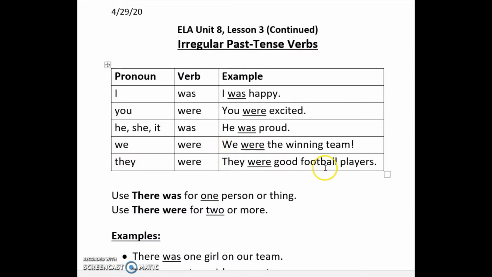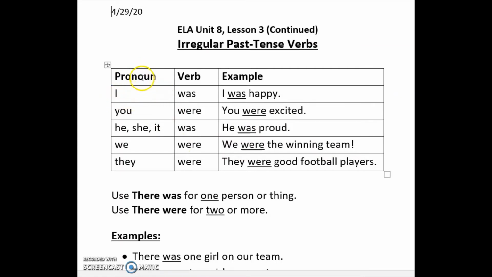Okay, so we are talking about irregular past tense verbs. Remember the verbs before, like walked and talked and yelled. Remember the ed? These are different. So let's look at our table.